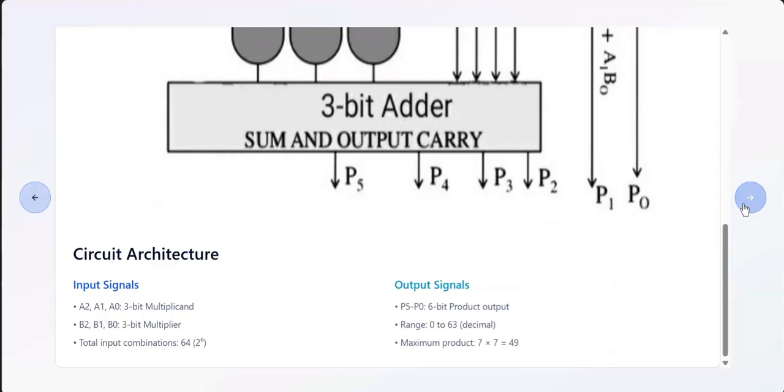After all additions, the circuit produces the final 6-bit binary result, that is P0, P1, P2, P3, P4, and P5. P0 comes directly from the first AND gate output, that is A0B0. Higher bits like P1 to P5 are obtained from the adder sums and carries. Together, these 6 bits represent the complete product of the two 3-bit inputs.